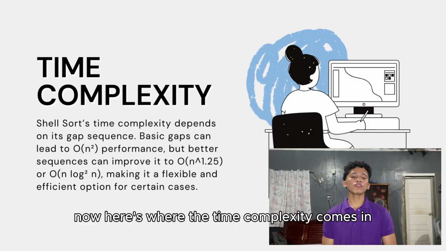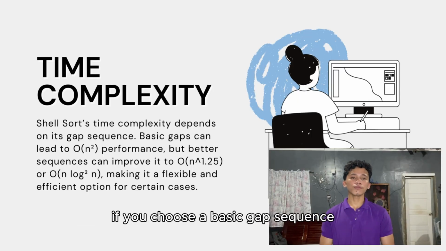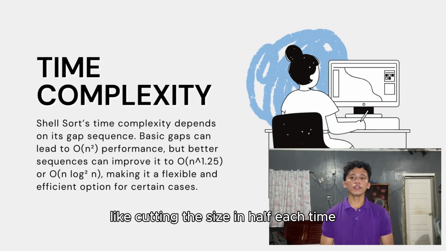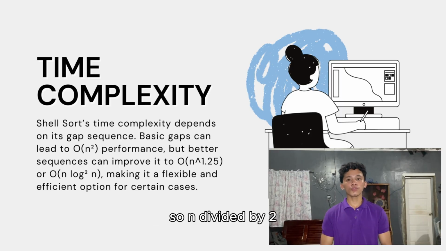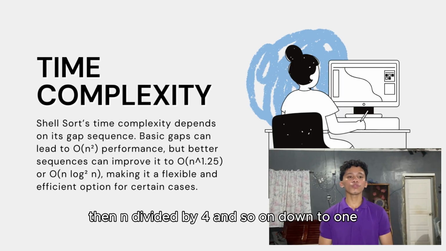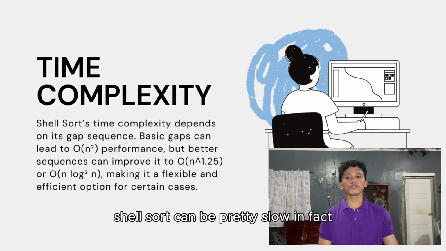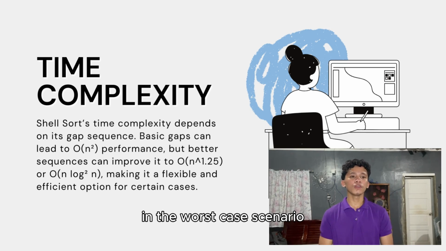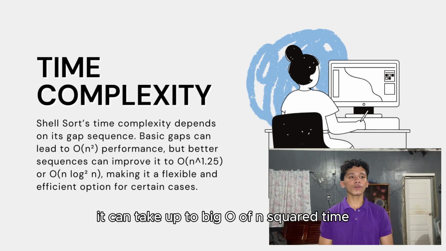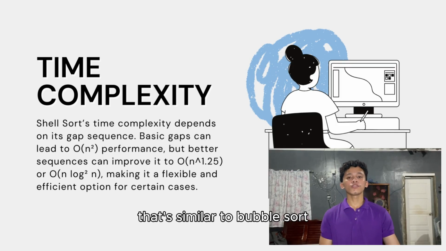Now, here's where the time complexity comes in. If we choose a basic gap sequence like cutting the size in half each time, so n divided by 2, then n divided by 4, and so on down to 1, shell sort can be pretty slow. In fact, in a worst case scenario, it can take up to big O of n squared time. That's similar to bubble sort.